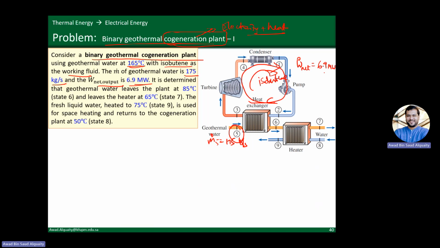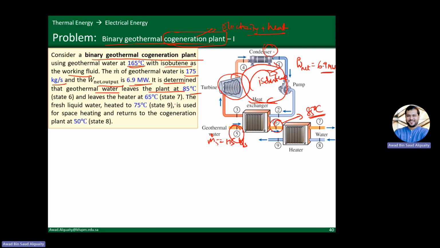And as we discussed before, it is basically the turbine work output minus the fan work input for the condenser. It's usually an input for the condenser. Now, here it says that the geothermal water leaves the plant at 85 degrees Celsius. So state 6 is 85 degrees Celsius. Reasonably hot. You don't really want to lose this hot resource, right?